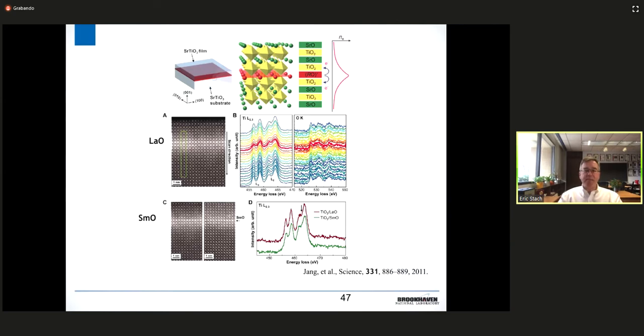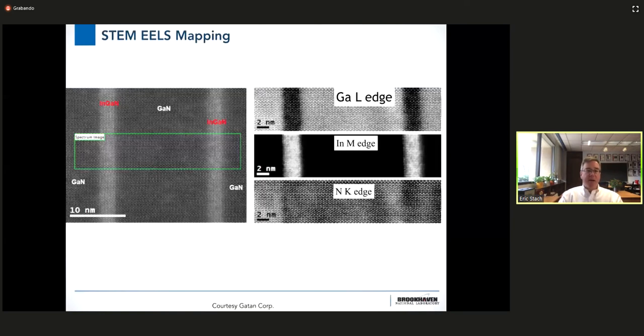Another nice example of mapping shown here for an indium gallium nitride layer. And again, you can map out point by point at the atomic scale where the gallium is by looking at the L edge, where the indium is by looking at the M edge, and where the nitrogen is, i.e. everywhere, again at the atomic scale. So beautiful examples of near edge mapping using electron energy loss spectroscopy.